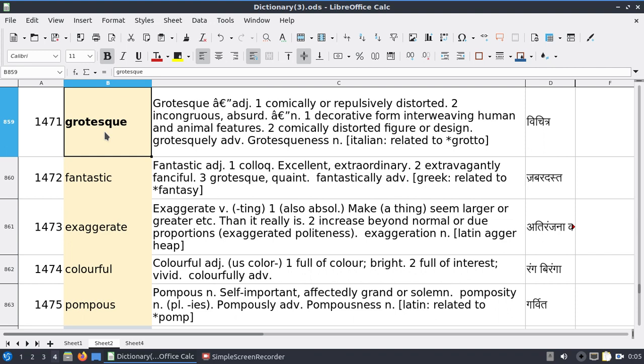Pompous. Pompous person is full of gun, is self-important. Pompous official. His speech sounded very pompous. That means he is congratulating himself. He is talking only about himself. Okay. So grotesque is actually not related to any of this.